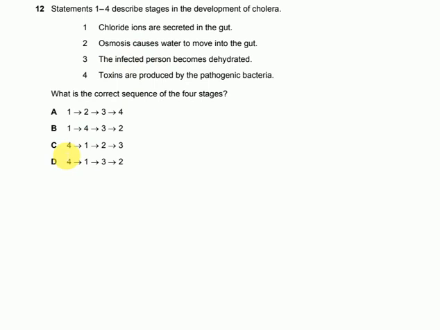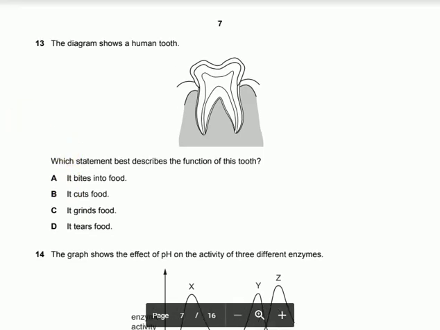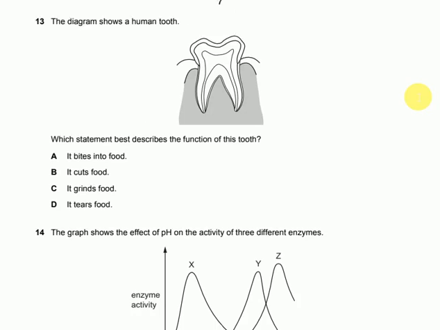Oof. Okay. Question number 13. The diagram shows the human tooth. Which statement best describes the function of the tooth? It bites into the food, it cuts the food, it grinds the food, it tears the food. This specific tooth grinds the food. It doesn't bite. Bite would be the incisors or canines. Cut would be the canines. Grind would be the molars or premolars. And tears would also be the canines. I think it's C. Let's take it as C.